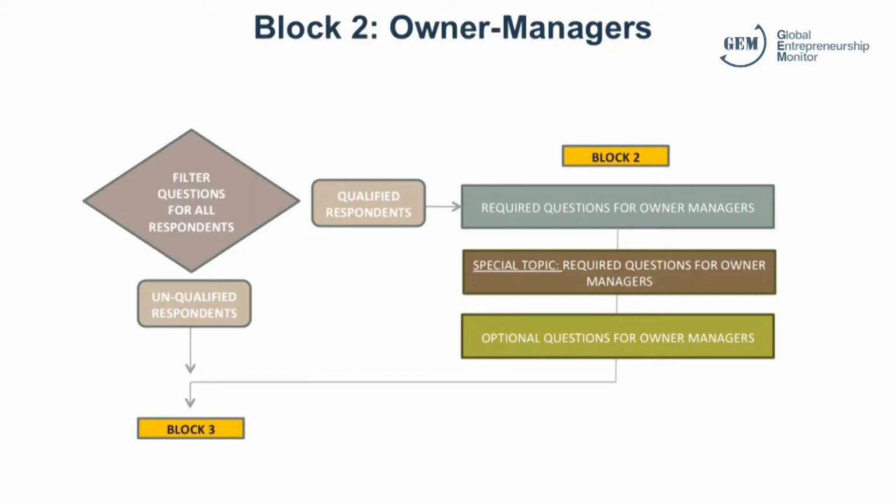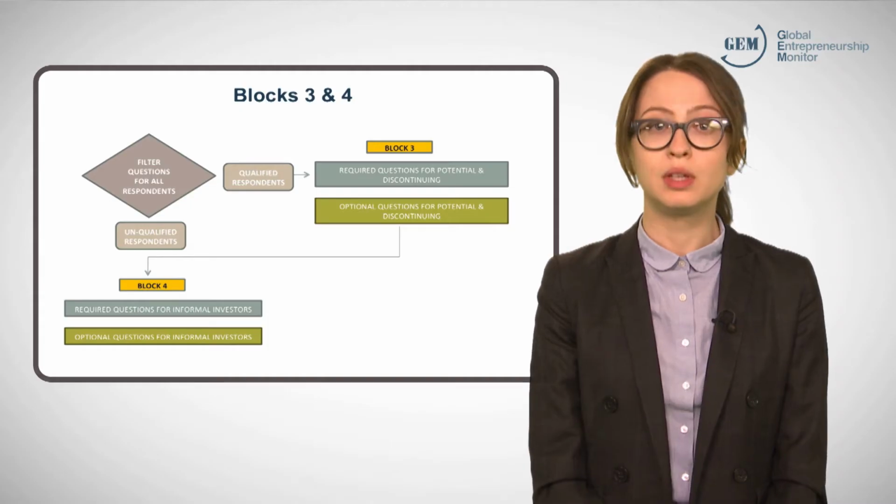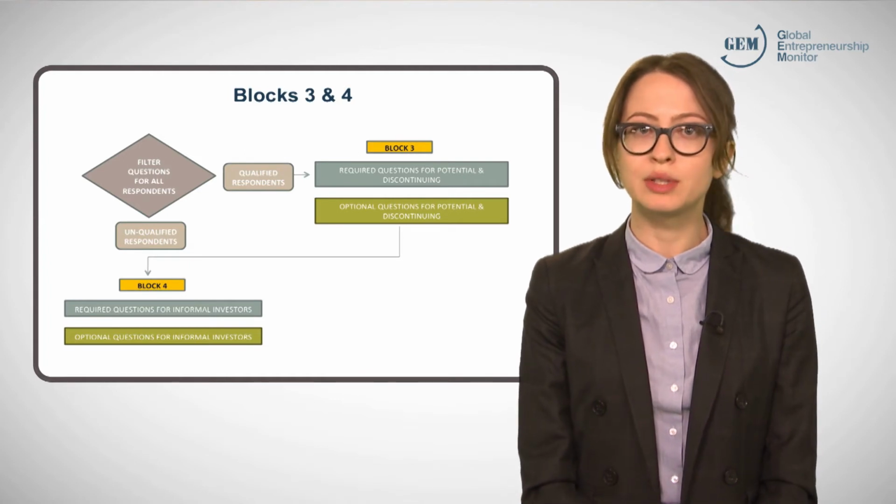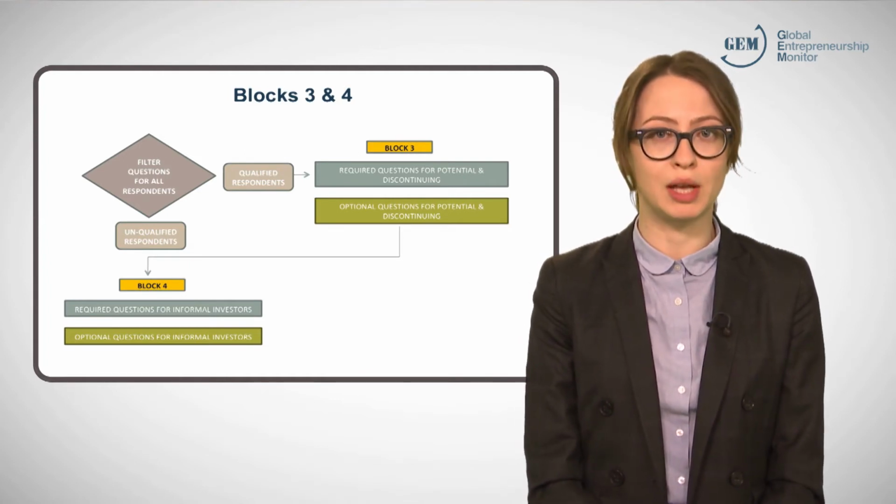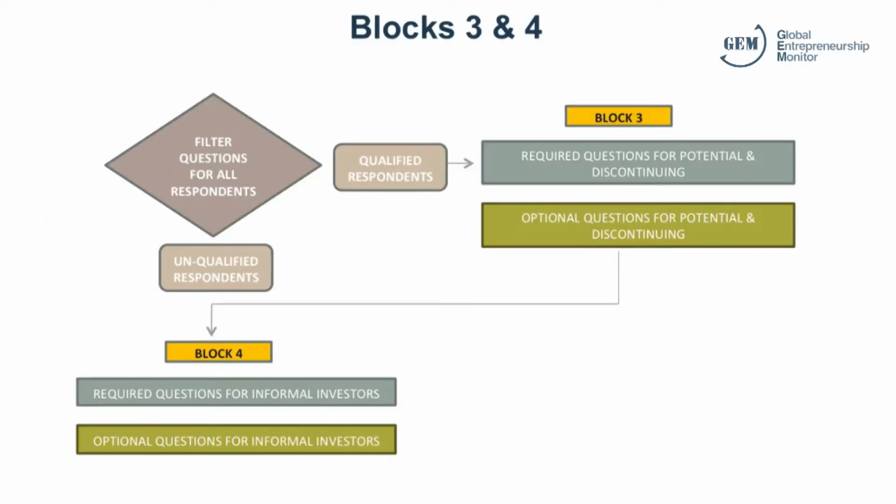Block 2 has a similar structure as Block 1. All respondents are first asked a series of qualifying questions to determine if they are possibly owner-managers. If they do not qualify, they move directly to Block 3, and if they do qualify, they continue through Block 2. Block 3 and 4 also follow a similar structure, but are much shorter than Blocks 1 and 2. Again, a respondent is first identified as either a potential or discontinuing entrepreneur for Block 3, and an informal investor for Block 4, and is asked just a few subsequent questions.